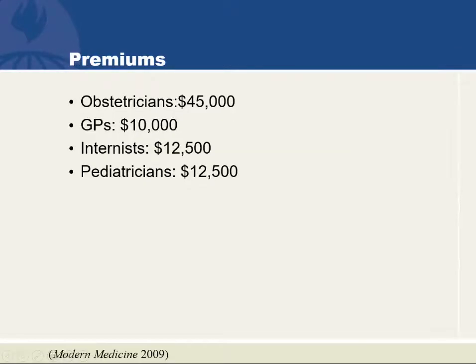So just to give an example of malpractice premiums: obstetricians pay about $45,000 a year, general practitioners $10,000, internists $12,500, pediatricians $12,500.